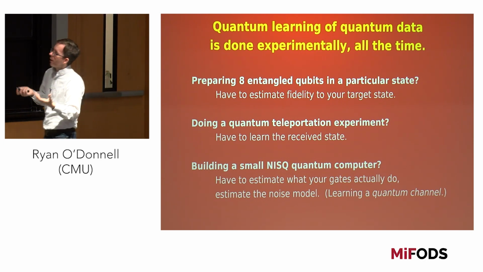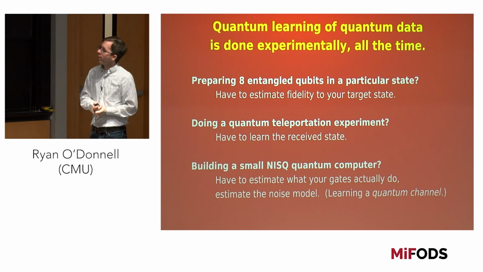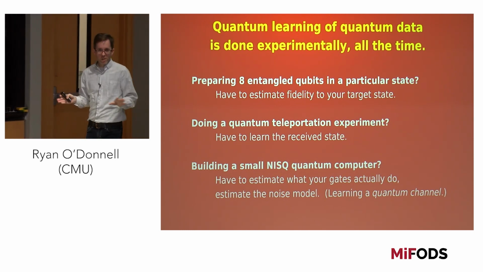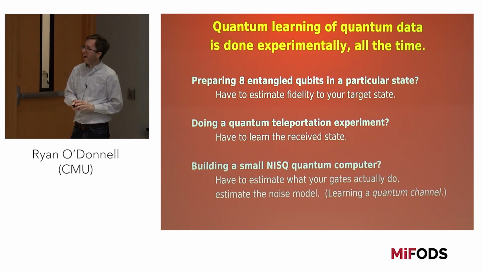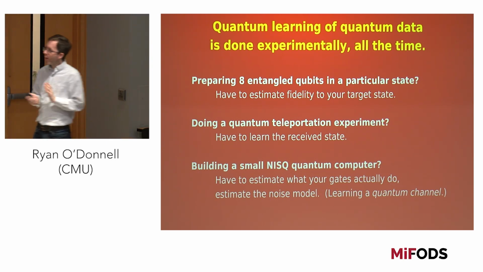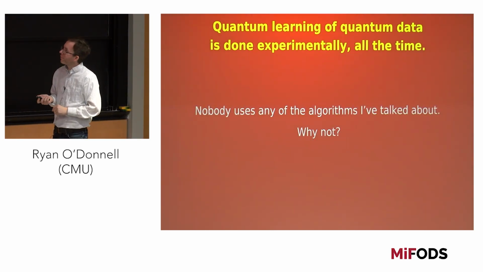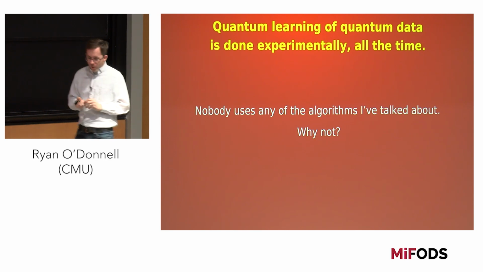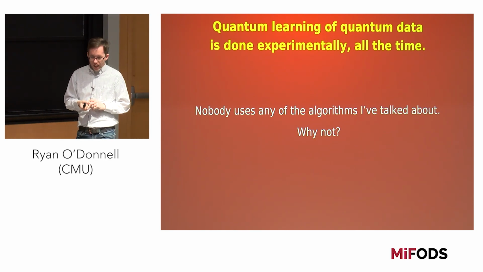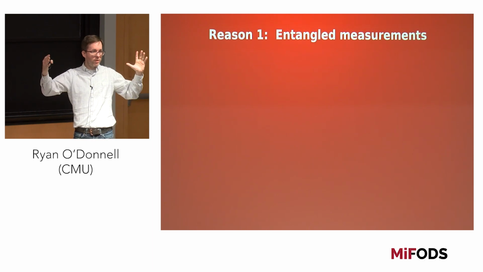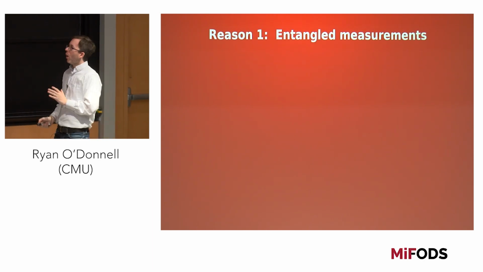So on one hand, I'm trying to convince you that people always want to do quantum learning of quantum data. But on the other hand, nobody ever uses any of the algorithms that I've talked about so far. So why not? Well, there are several good reasons, but let me mention a couple. First of all, these algorithms use entangled measurements, or joint measurements. That is to say, we don't just take each sample and measure it individually. We take all m samples and do one giant measurement on all of them.